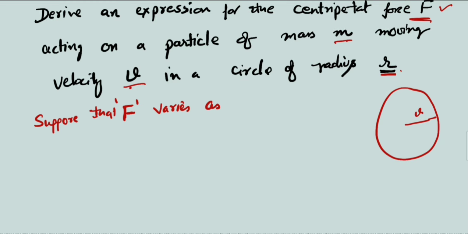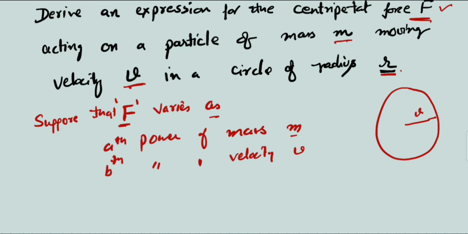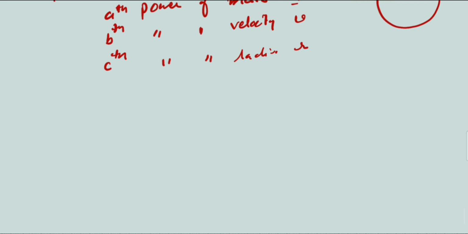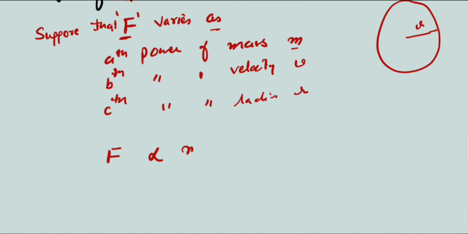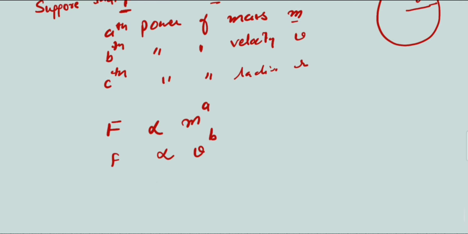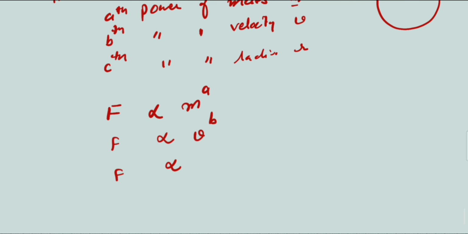Suppose that the force F varies as the nth power of mass, which is m, the bth power of velocity, which we take as v, and the cth power of radius, which we take as r. So we can write this equation as F is directly proportional to m raised to power a, F is directly proportional to v raised to power b, and F is directly proportional to r raised to power c. Now we will combine all these.